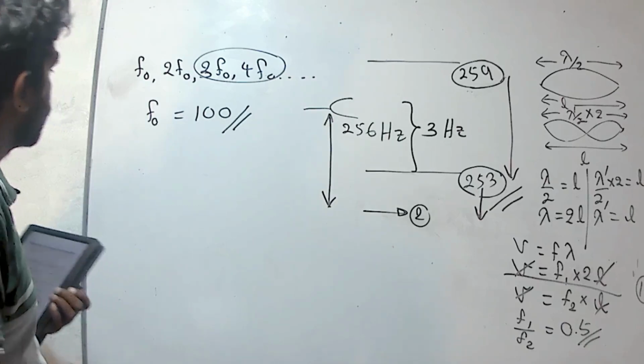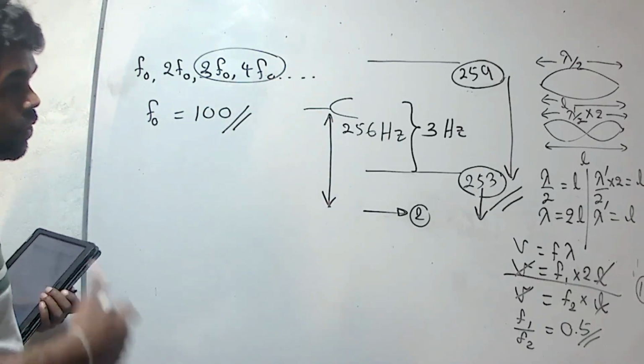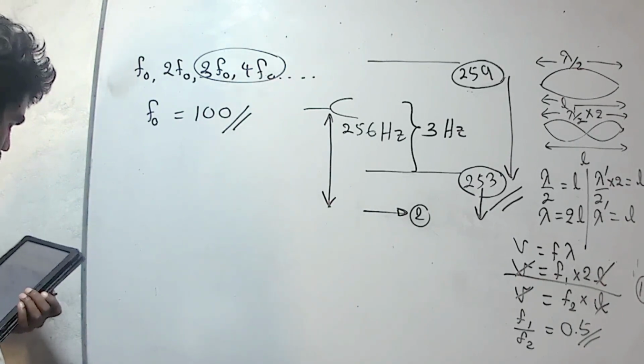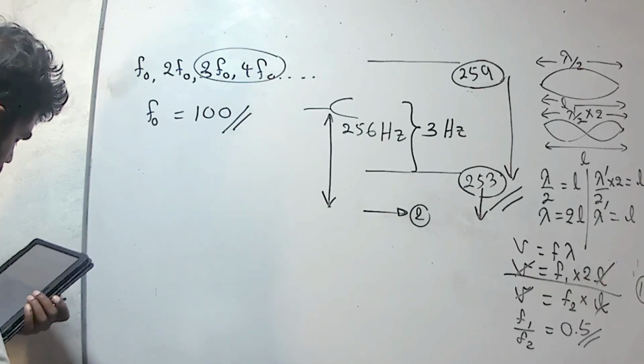Therefore, the fundamental frequency of the wire should be 100 Hz. It is the minimum frequency we can observe for the wire.